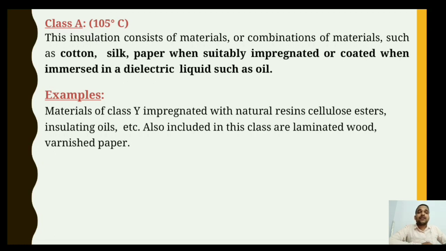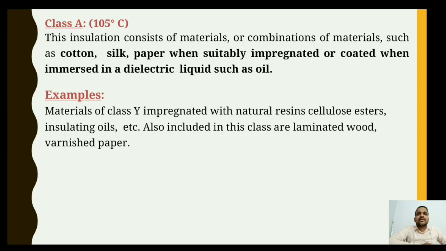This means we are making insulating materials better and better in a certain way. In class A, up to 105 degrees Celsius, we are impregnating or coating the insulating material with a certain dielectric liquid. The dielectric liquid is nothing but an oil. Its properties get enhanced, and because of that the property of the insulating material gets enhanced. So it can withstand a maximum temperature up to 105 degrees Celsius.